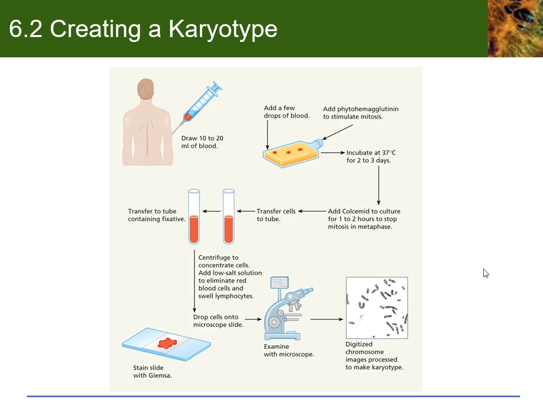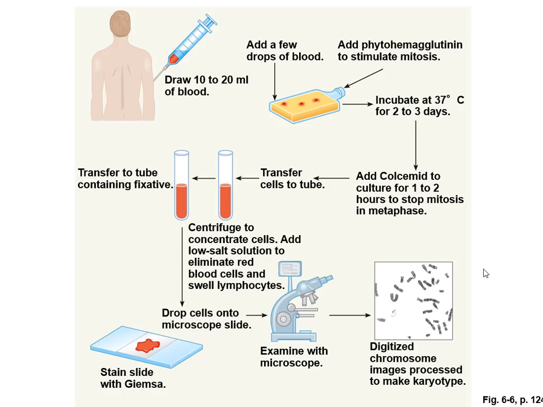Okay, creating a karyotype. How do you do that? Well, you can see here from this diagram that there's a handful of steps involved. You draw some blood, you add some drops to phytohemagglutinin to stimulate mitosis. You incubate it for 2 to 3 days at 37 degrees Celsius. You add colcemid to the culture for 1 to 2 hours to stop mitosis in metaphase. You then transfer the cells to a tube which contains a fixative.